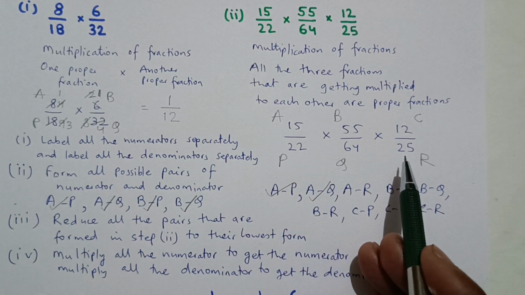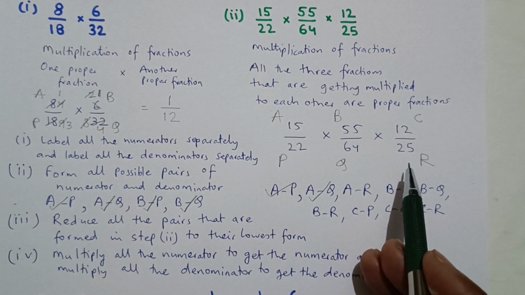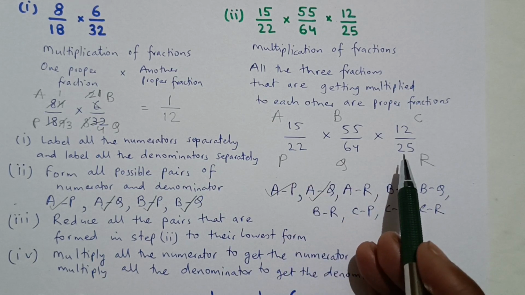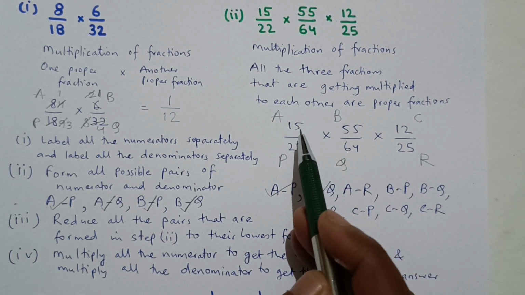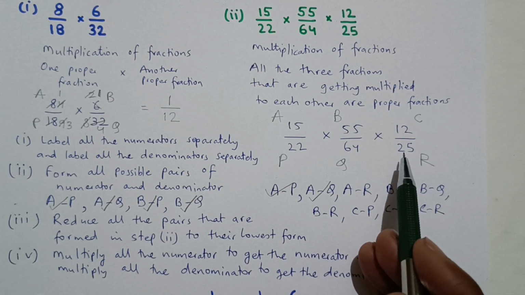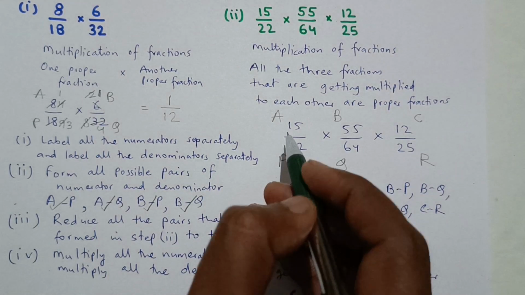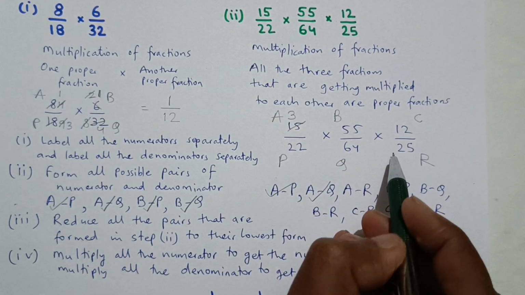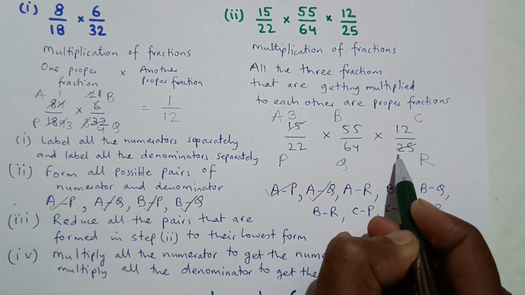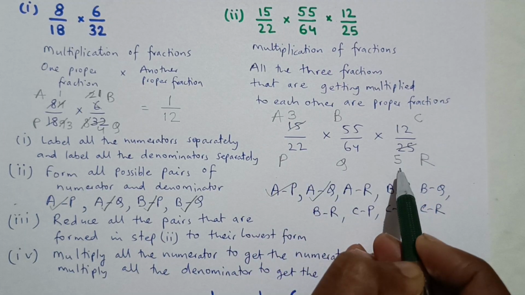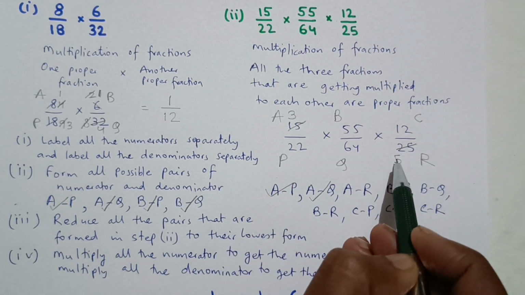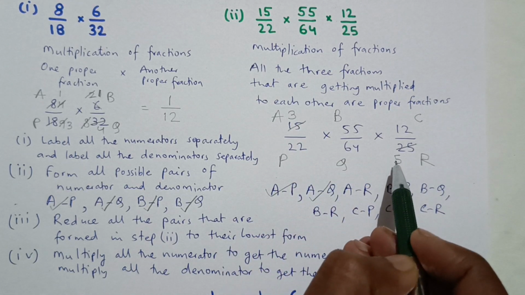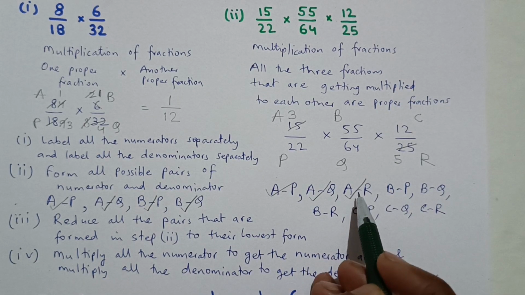15 by 25. Yes, 15 by 25 we can reduce it to its lowest form because both 15 and 25 are divisible by 5. So we will divide both 15 and 25 by 5 and reduce it to its lowest form. So 15 divided by 5 is 3. 25 divided by 5 is 5. So 3 by 5. And now we cannot reduce it any further. So AR in its lowest form is 3 by 5.